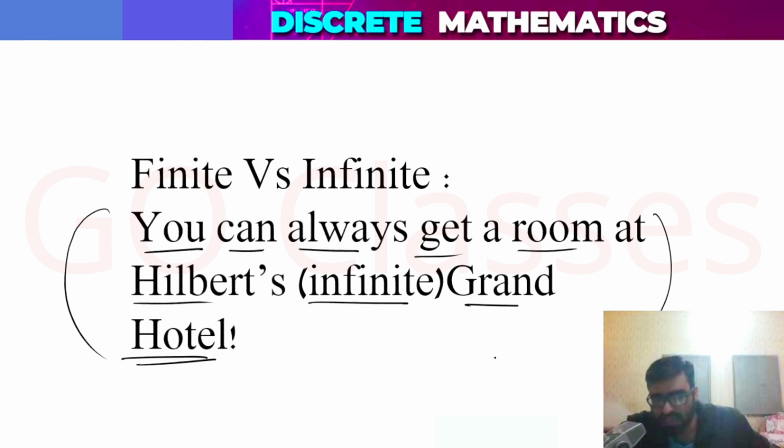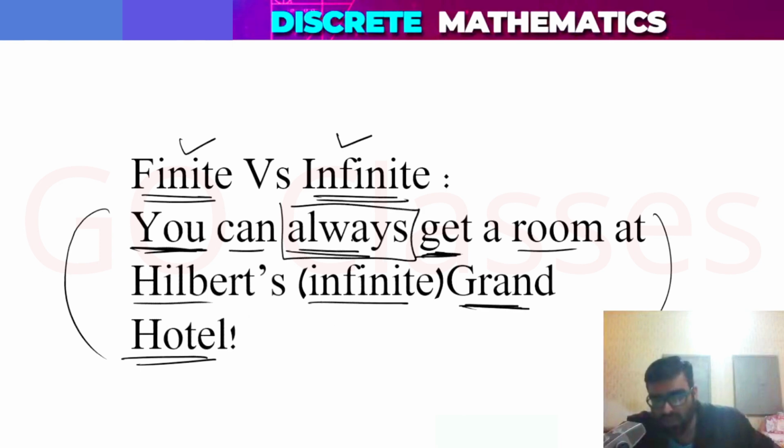This tells us what the difference is between finite and infinite. When you are dealing with finite and when you are dealing with infinite, what is the basic difference? This one example will tell you everything, because you can always get a room at Hilbert's Infinite Grand Hotel, even if every room is occupied, you can still get a room at this hotel.